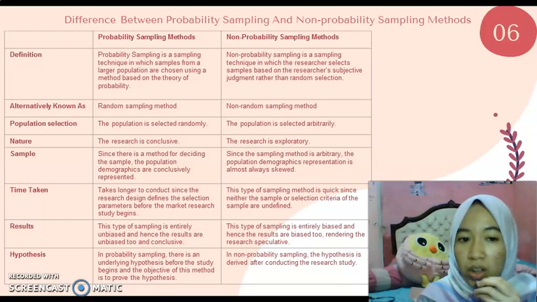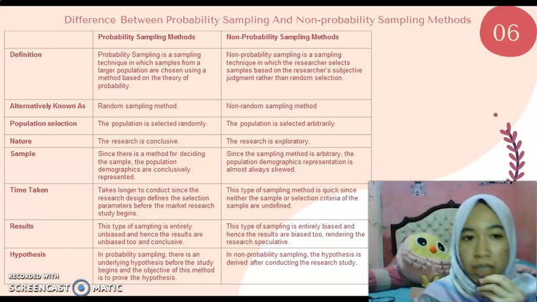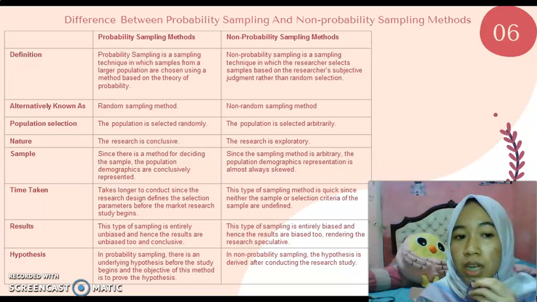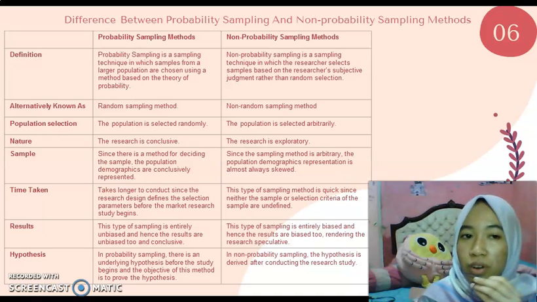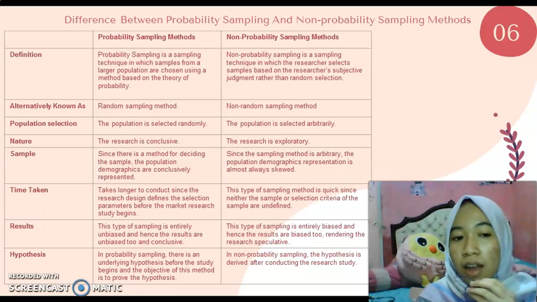Time taken: for probability sampling method, it takes longer to conduct since the research design defining the selection parameters must be done before the market research study begins. For non-probability sampling method, this type of sampling method is quick since neither the sample nor the selection criteria of the sample are defined. And result: this type of sampling is entirely unbiased, and hence the results are unbiased too and conclusive for probability sampling method. This type of sampling is entirely biased, and hence the results are biased too, rendering the research speculative for non-probability sampling method. And the last, hypothesis.